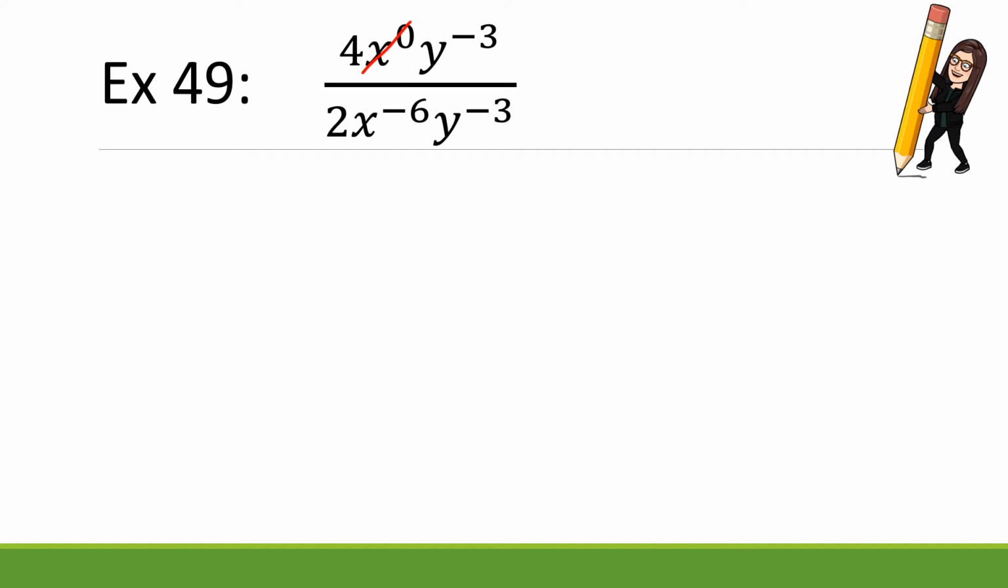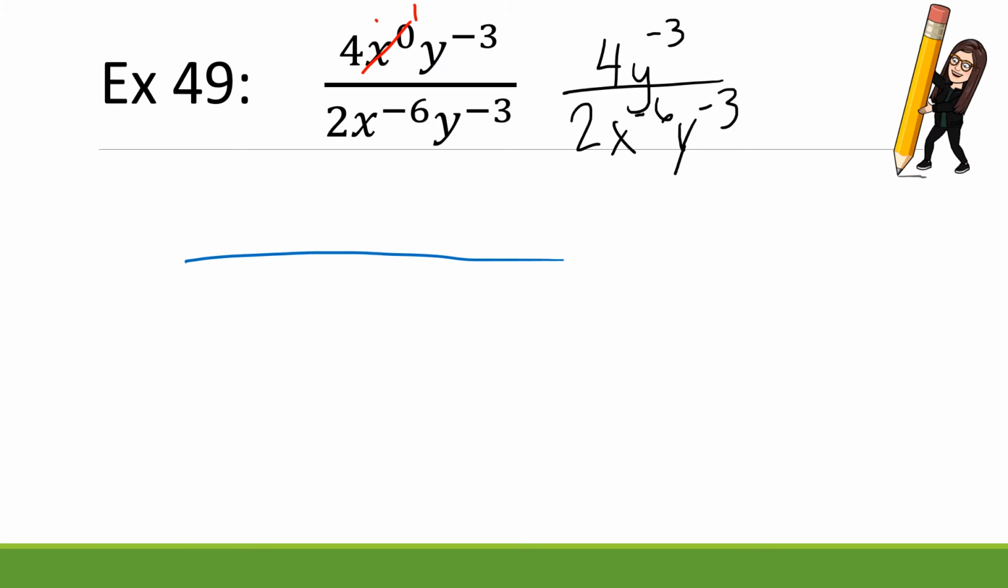First thing I notice is x to the 0 is 1, and 4 times 1 is 4. So I'm going to rewrite this first just to show you what that would look like. Next, I'm going to choose to deal with my negative exponents. So it's helpful if I remember to put dots in. What that means is the 4 stays. The y gets kicked to the bottom. The 2 stays. The x gets kicked to the top, and the y gets kicked to the top. All I did was rearrange based on negative exponents.